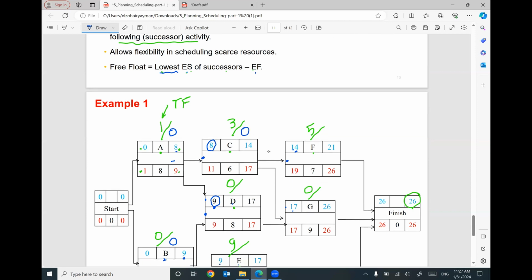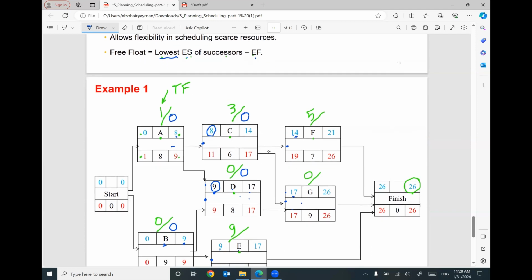One more time. For activity D, we have two successors. I'm sorry, we have only one successor, which is G. One successor, G for D. So we have 17 minus 17 will be 0. Early start for the successor minus early finish for the predecessor. Does that make sense? Let's do it for F. For F, we have only one successor with 26 early start. And this one has early finish 21. That means we have 5.